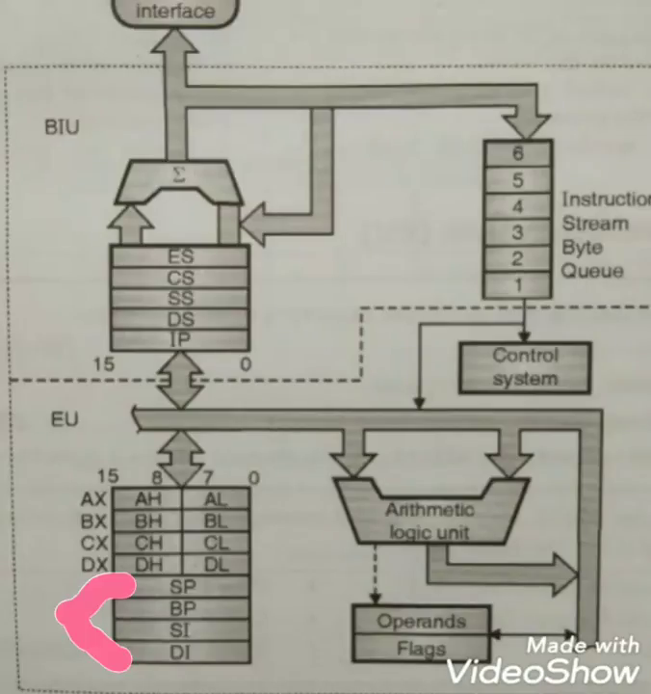Stack pointer is a 16-bit register pointing to program stack. Base pointer is a 16-bit register pointing to data in stack segment. Base pointer register is usually used for base index or register indirect addressing.